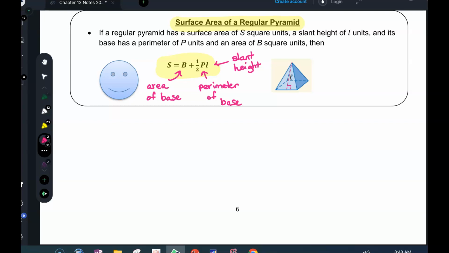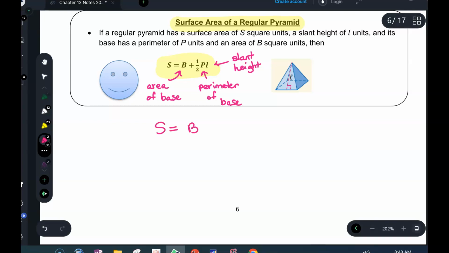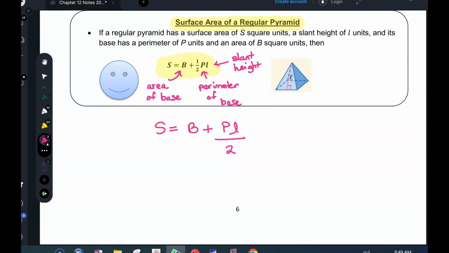And yeah, so Amit asked, can we do area of the base plus perimeter times L divided by 2? Yes, same thing, right? I know a lot of you prefer base times height divided by 2. I prefer perimeter times slant height divided by 2. Same thing. We good? Again, this formula will be given to you.